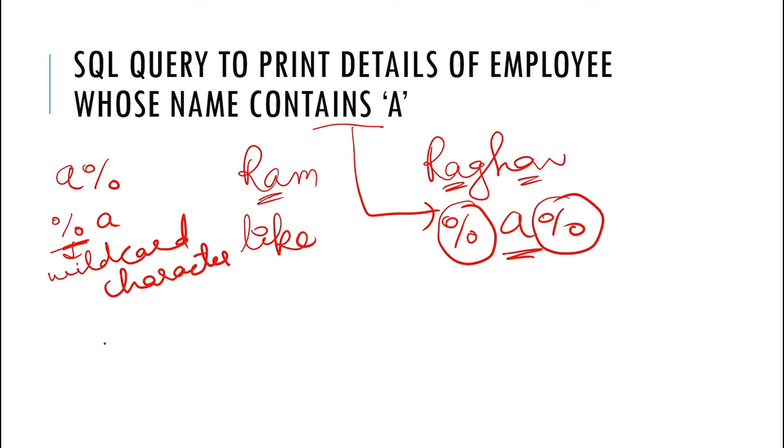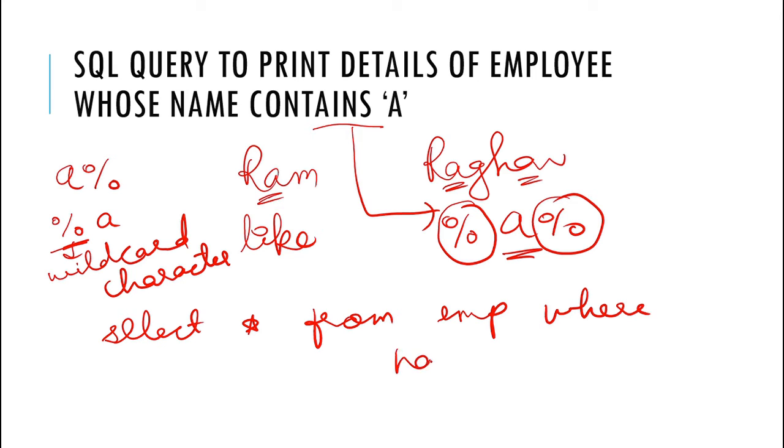So the query for this is select star from employee where name like percentage A percentage. Here we are using the like operator. So let's see the query.